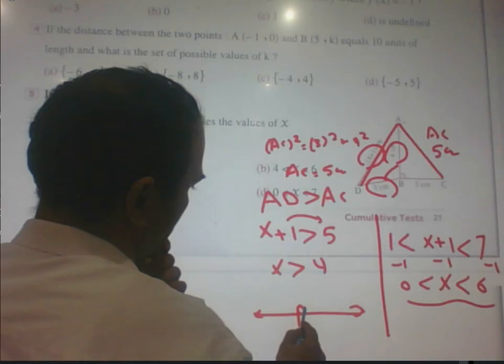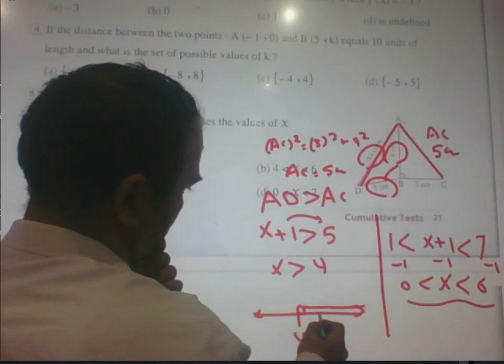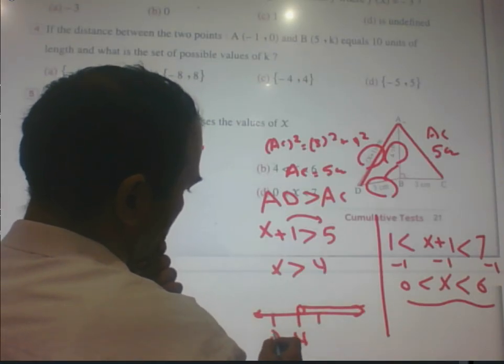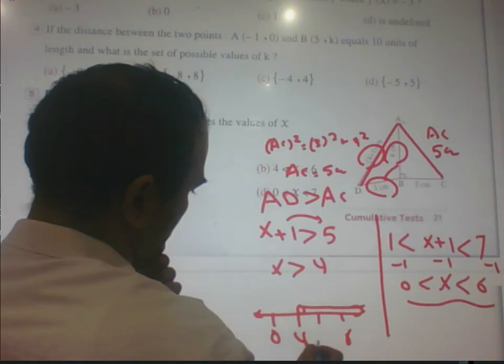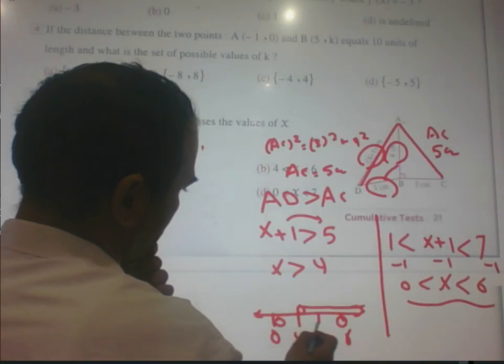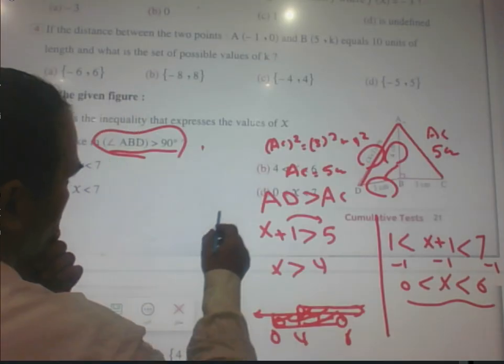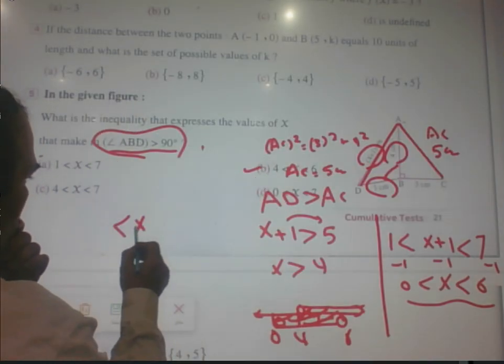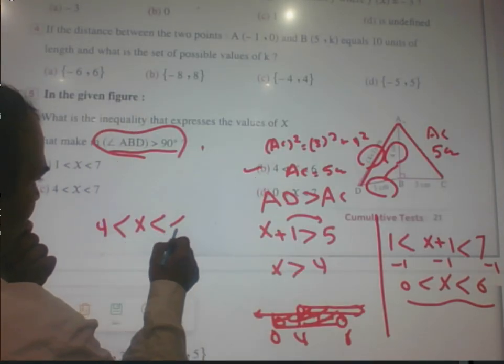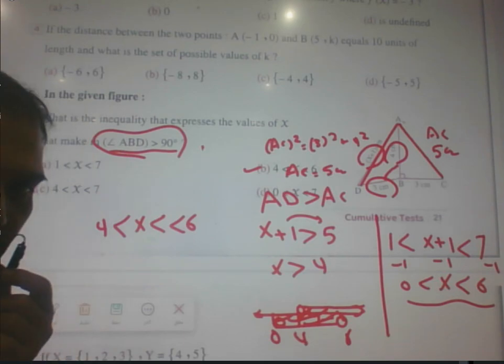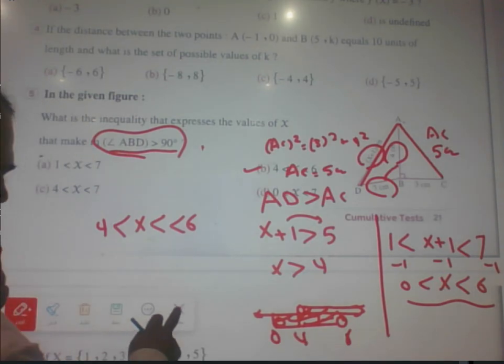x is greater than 4, and also x lies between 0 and 6. The intersection of them together is from 4 to 6. So the solution will be letter B. x will be greater than 4 and less than 6. Okay, this is the solution to this question.